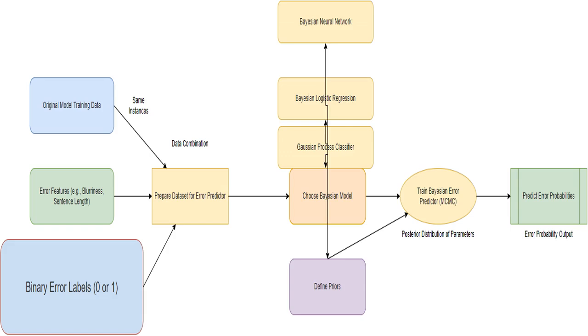The dataset for the error predictor consists of instances used to train the original model. It also includes the newly created error features, like blurriness score or sentence length, and a binary label indicating whether the original model correctly classified each instance. A value of 0 indicates a correct classification and a value of 1 indicates an incorrect classification.